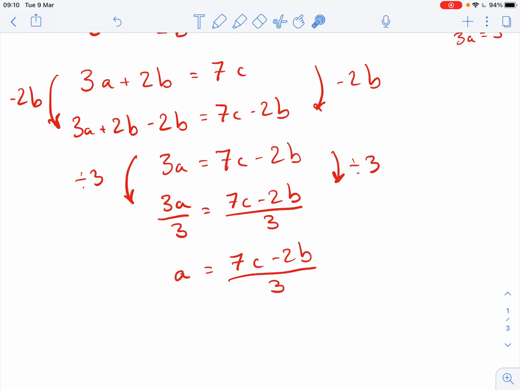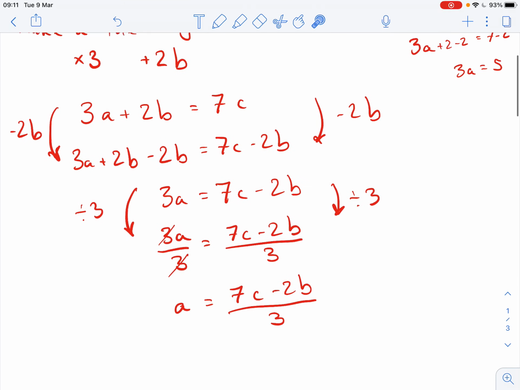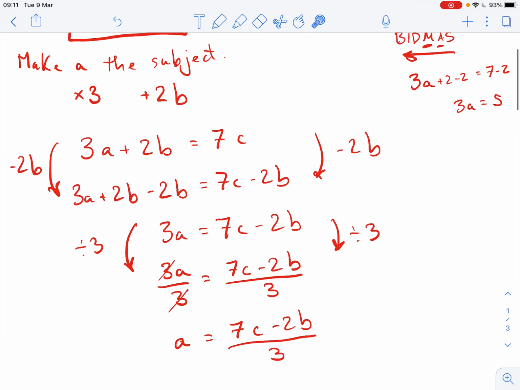Again, the whole point of dividing by 3 was to get rid of this 3 on the side with a, and that's what we end up doing. And it's important to remember that everything is being divided by 3 on both sides. So that's if I want to make A the subject.